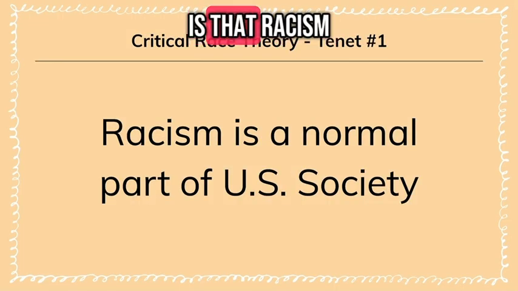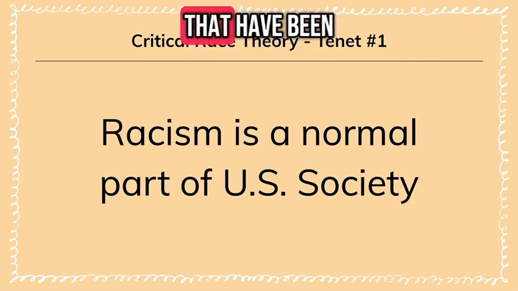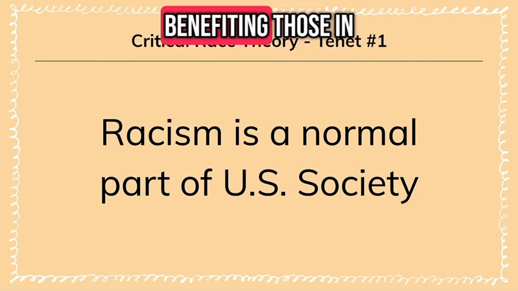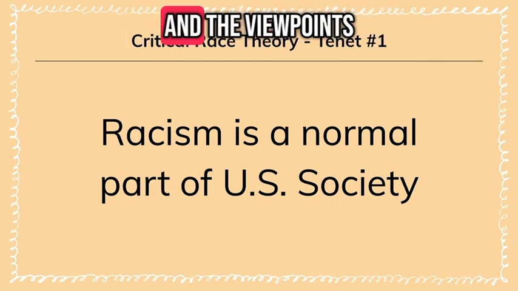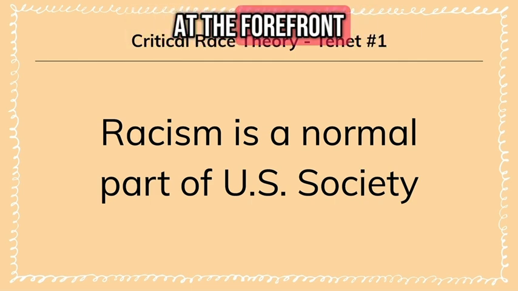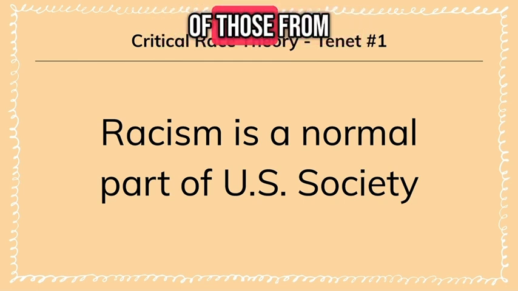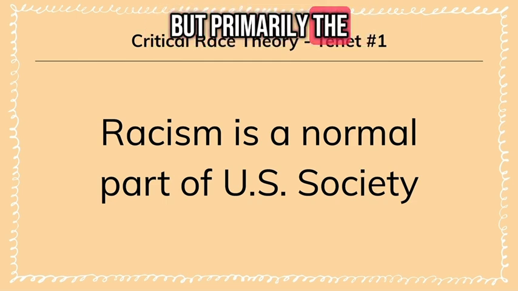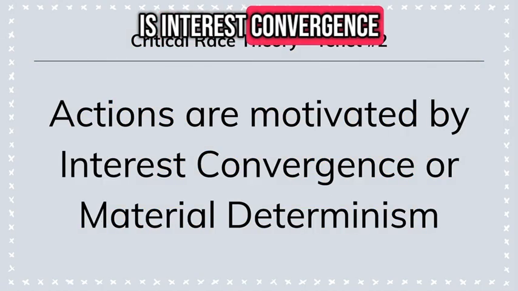The first tenet is that racism is a normal part of society. Again, when you think of the systems that have been put into place and that were built, they were built not with the intent of benefiting everyone, but with primarily benefiting those in the white community. Additionally, when you think of the perspectives and the viewpoints that are put at the forefront, oftentimes they are not the viewpoints or perspectives of those from various racial groups, but primarily the white perspective is the one that's put at the forefront.